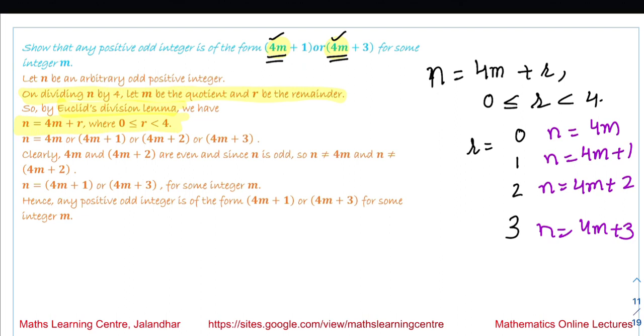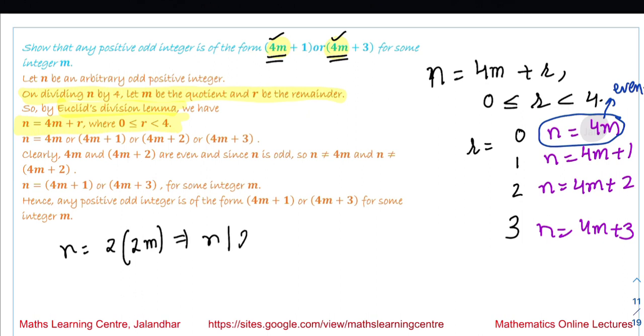Now out of these numbers, if I am looking at this number over here, 4m, then this number is even, because this 4 is there. It means whatever value of m I will substitute, this number n will be divisible by 2. I'm talking about n is equal to 2 into 2m. So this implies that n is divisible by 2.